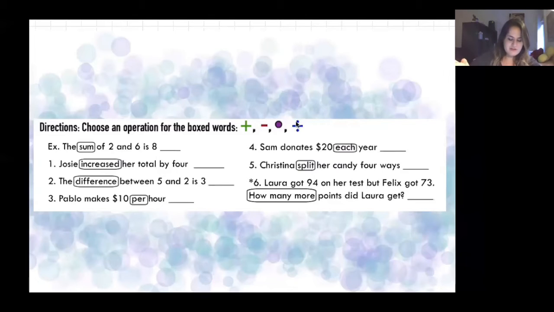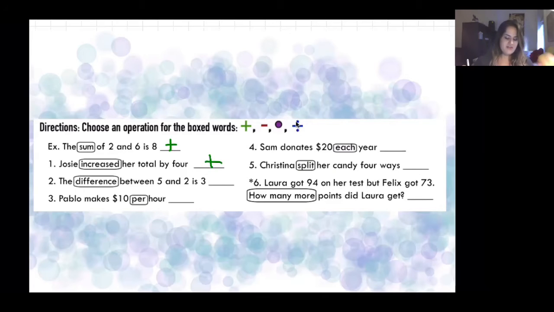So for the directions, we're going to choose an operation out of these four that best match the word that's circled in the sentence. So for example, the sum of 2 and 6 is 8. So sum means addition. So I'm going to put that symbol right there. Let's try number 1. Josie increased her total by 4. Which one of those symbols goes with increased? If you pick the plus sign, you're doing well.